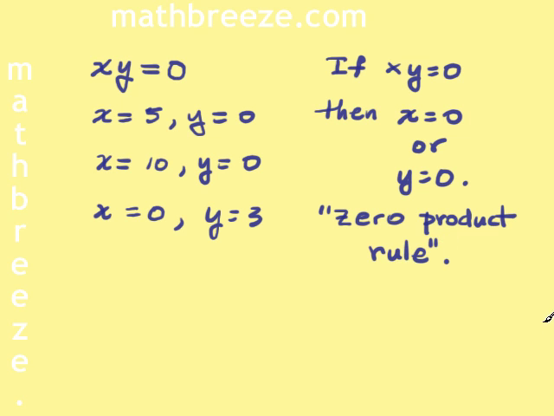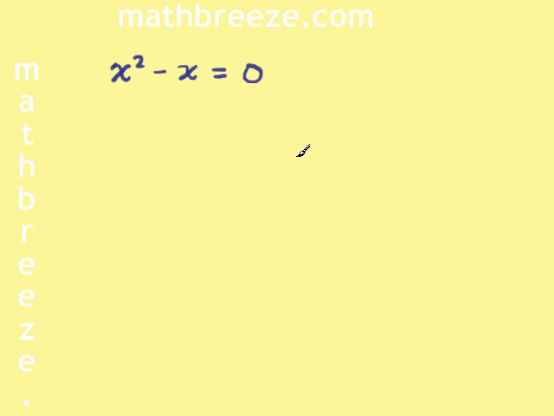Okay, now we'll go back to our example that we couldn't solve by simple means. We tried to solve using basic operations and we didn't get anywhere. So let's factor the left-hand side. We could pull out an x. And we end up with a product that's equal to 0. So we know from our zero product rule that either the first factor is 0 or the second factor is 0. The first factor is x and the second factor is x minus 1.